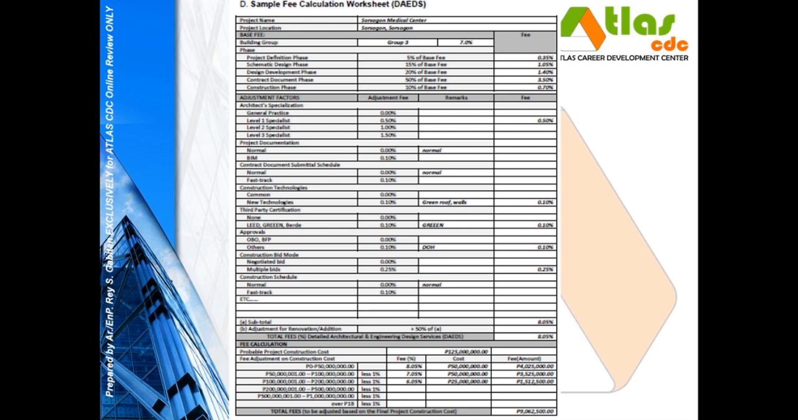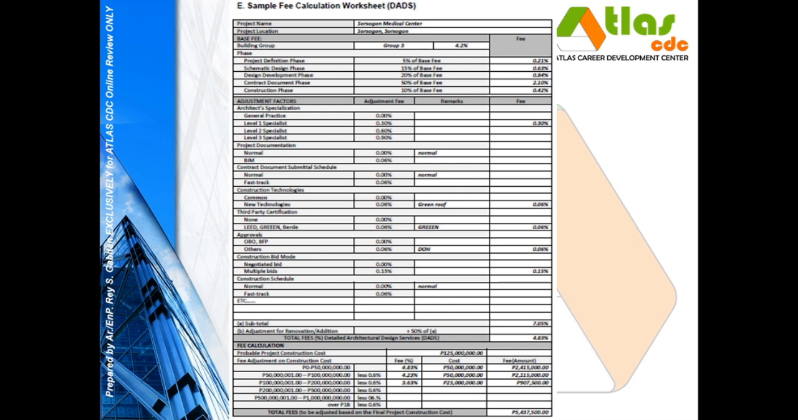So you can get this sample worksheet from the architect's guidelines documents. This also goes for the DADS, same format. So you can make use of this, or you can make your own sample worksheet.